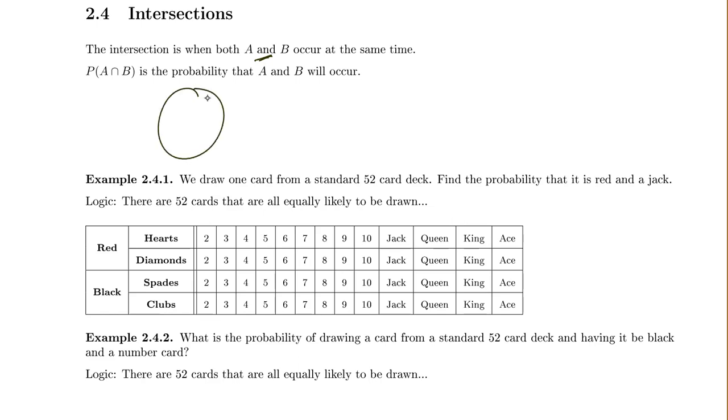If I was to draw a Venn diagram for the intersection, if this is A and this is B, then the intersection will be this part where they overlap.